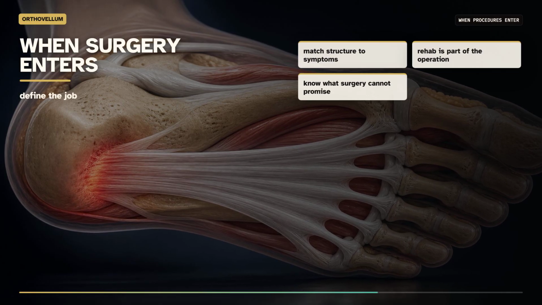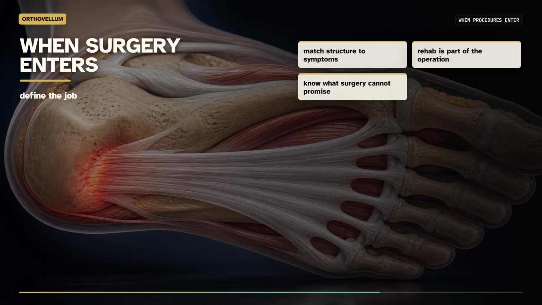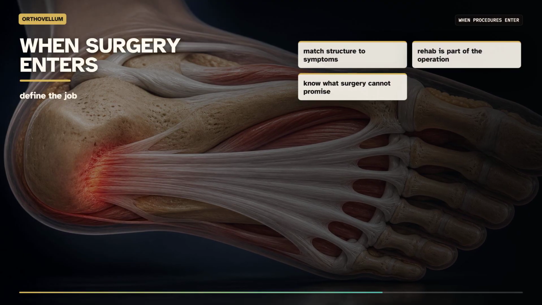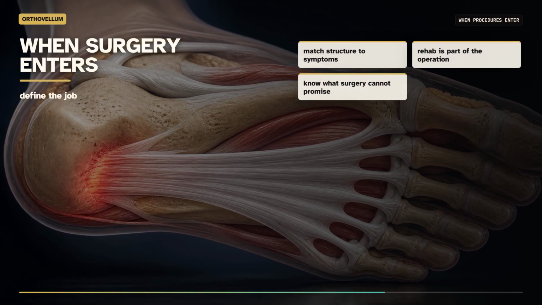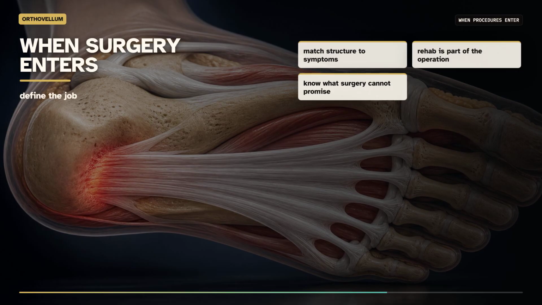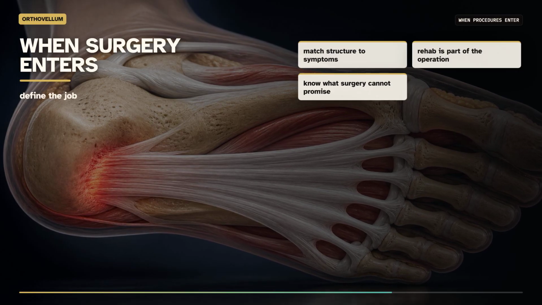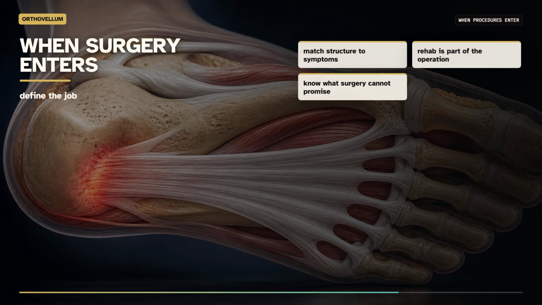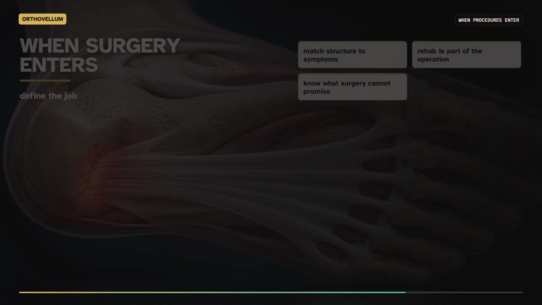The patient should know what surgery is expected to improve, what it cannot promise, and what rehabilitation will demand. The resident should know the anatomy at risk, the failure modes, and the decision points before entering theater. The most mature surgical decision is not simply, can we operate? It is whether this operation solves this person's actual problem at an acceptable cost.